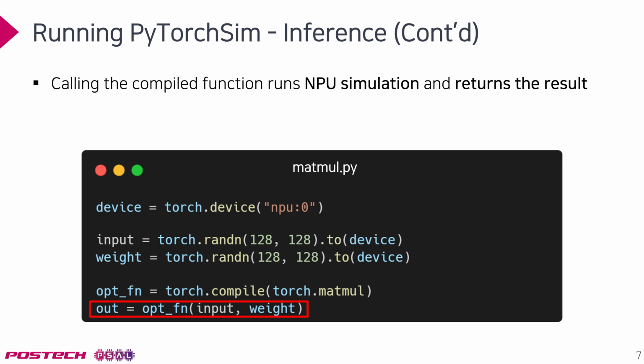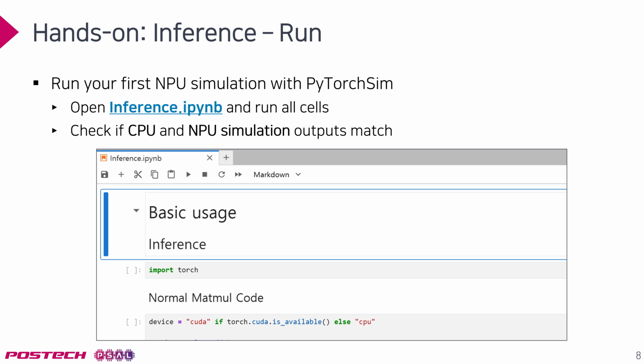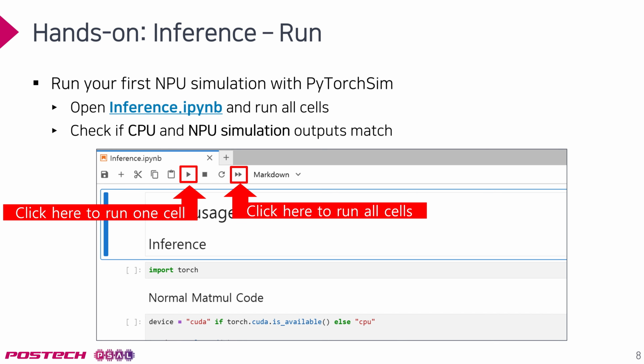Now let's look at what actually happens. Calling the compile function runs the NPU simulation and returns the result value. So now it's your turn. Let's run your first NPU simulation with PyTorchSim. Open the inference notebook, and you can run cells one by one or execute all cells at once. After running, check if the CPU and NPU simulation outputs match.